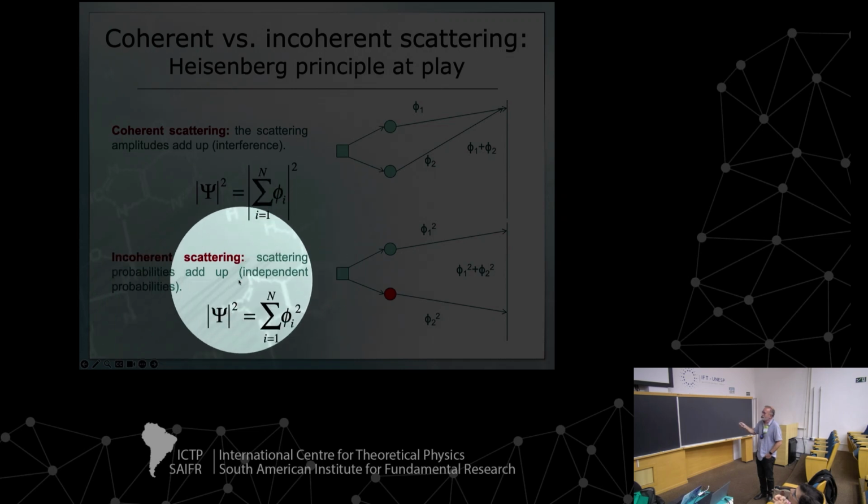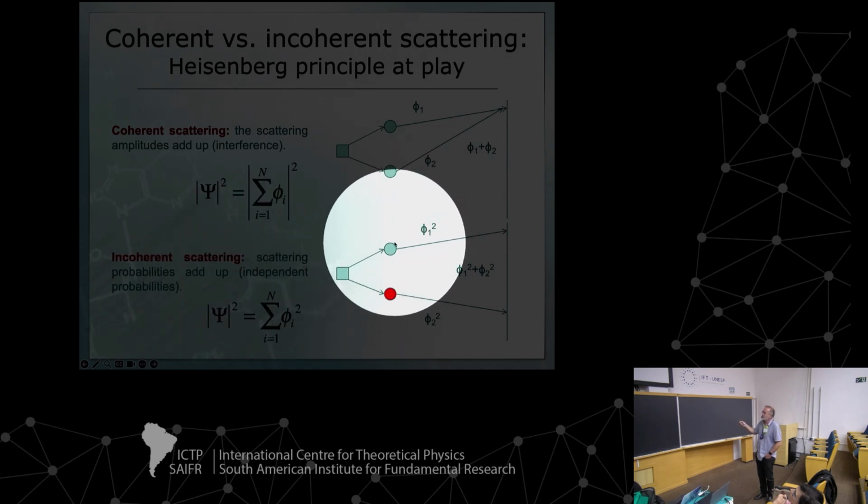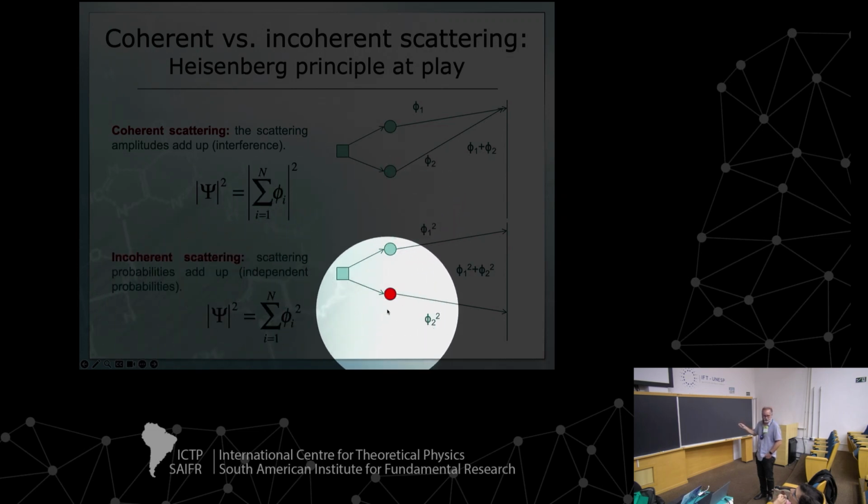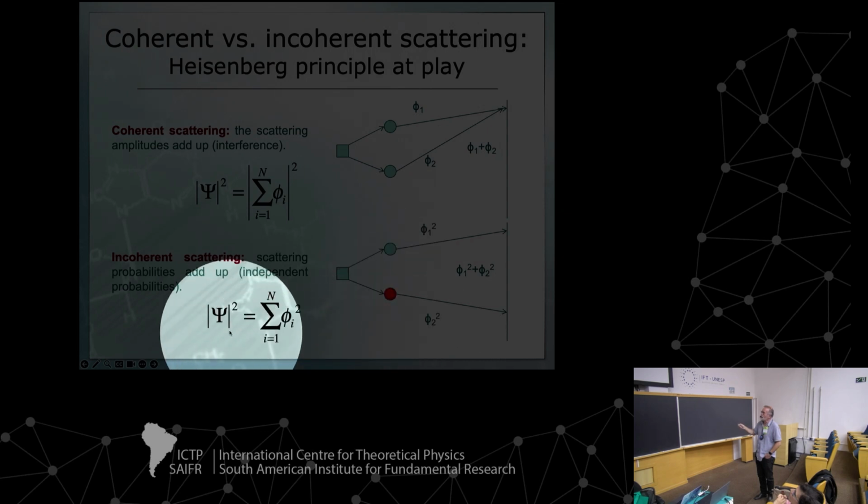Incoherent scattering. Well, each of them is an independent scatterer because they are different. You cannot exchange. So the way in which you combine intensities is just the summation of the squares.